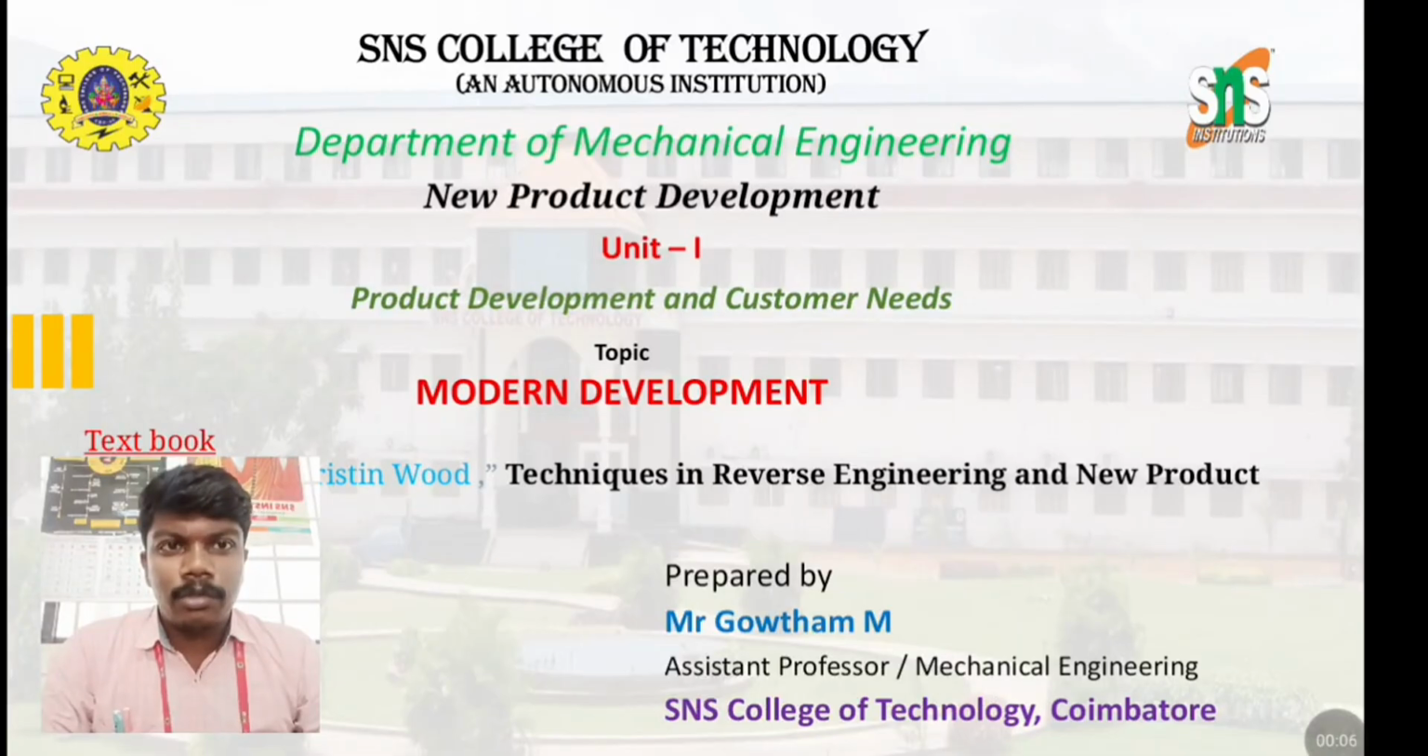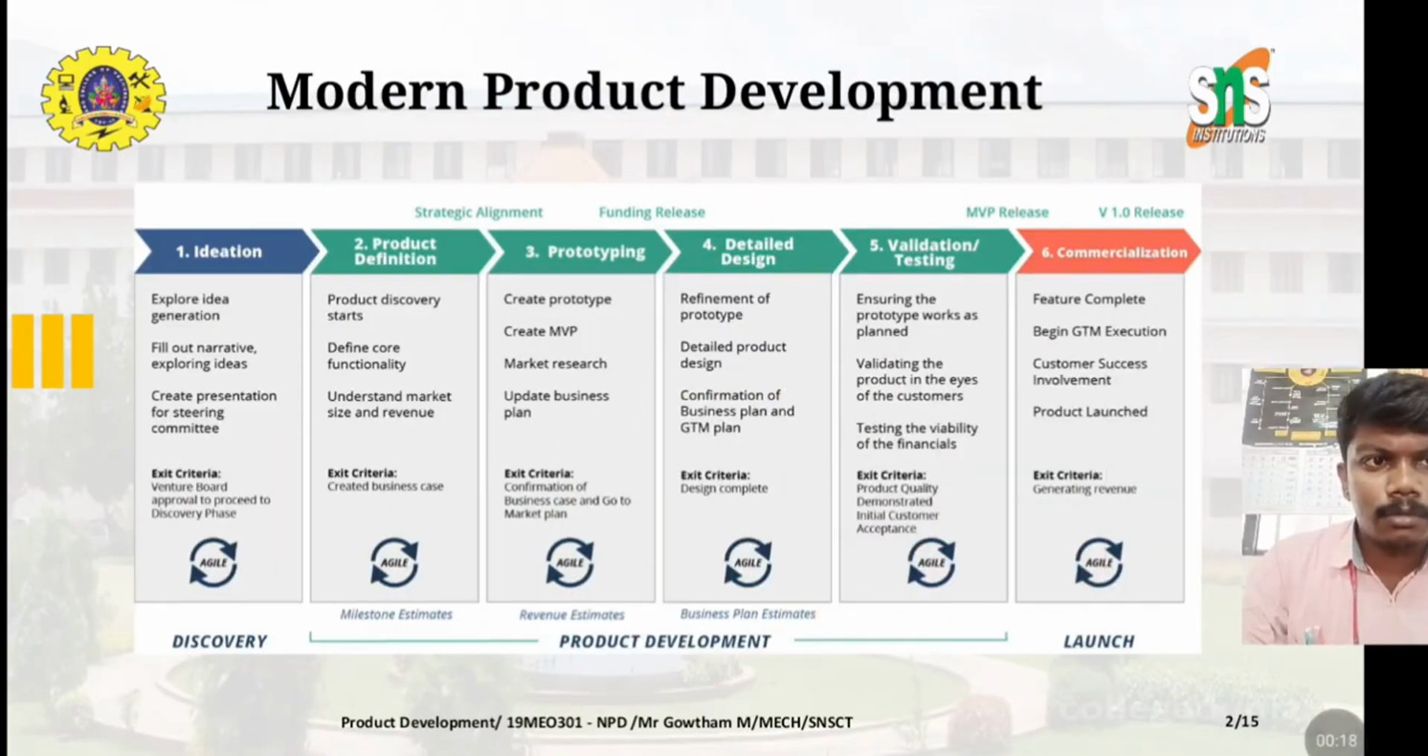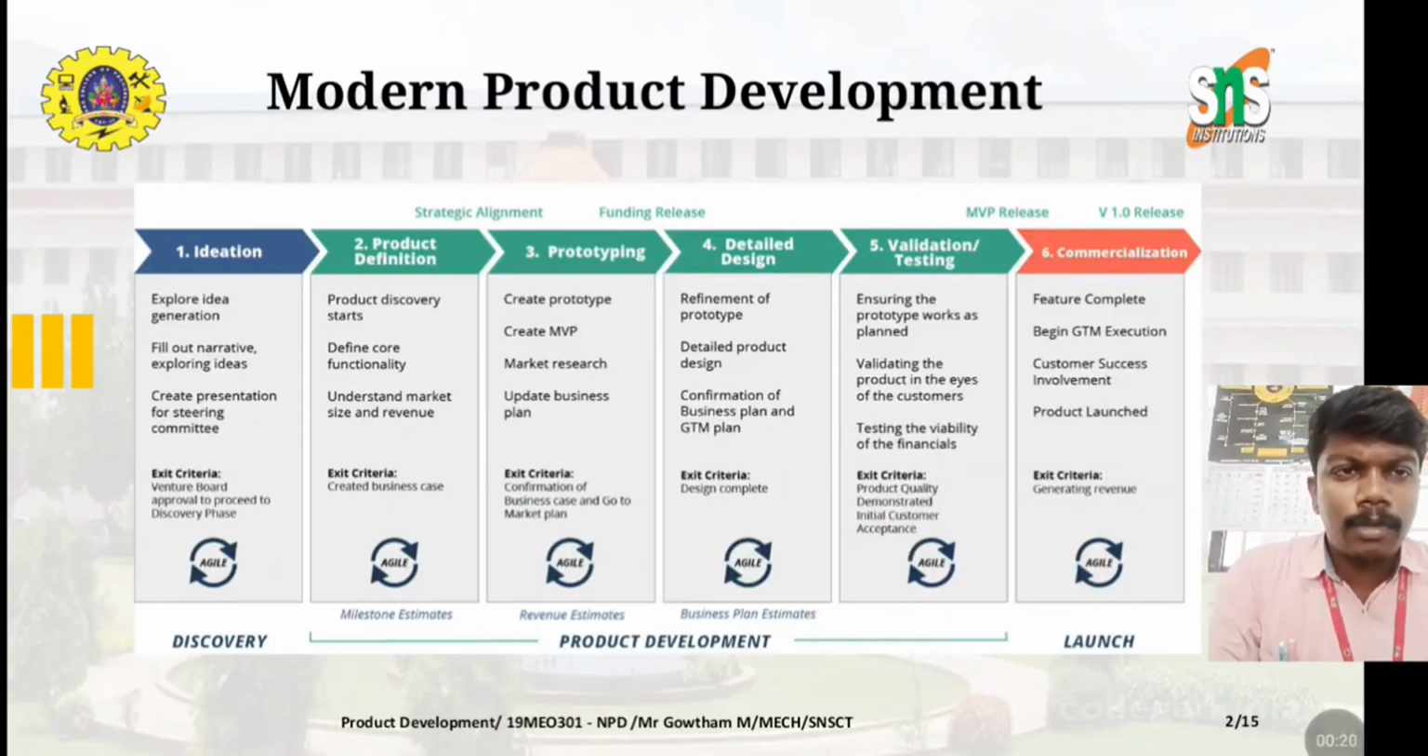So today we are going to see the topic which comes under the new product development subject, in the subtopic of modern development. Here are some of the modern product development processes in standard ways. First one is ideation, second is product definition, next is prototyping, then followed by detailed design, validation and testing, then followed by commercialization.